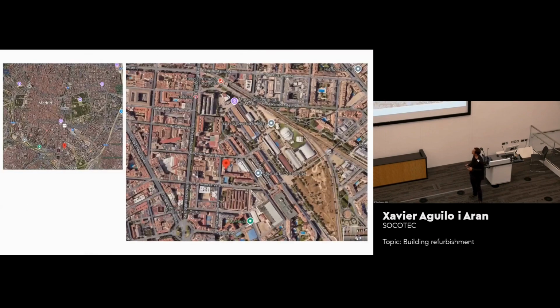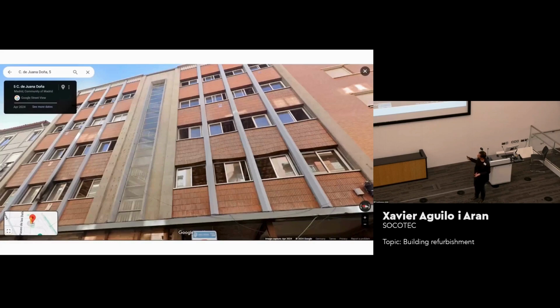In that case, that's Madrid. We are in the south of Madrid, but in the center, let's say, and we are just here, very close to the train station of Atocha. So that's the facade of the building. This is a Google image. And as you can see, it was more or less an industrial building with the offices on top.